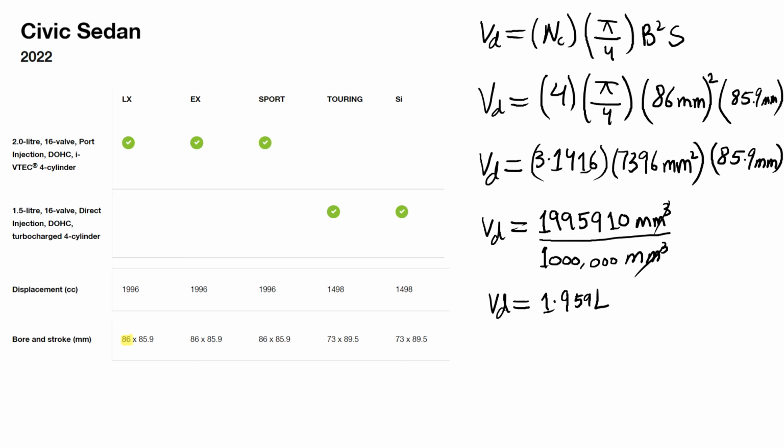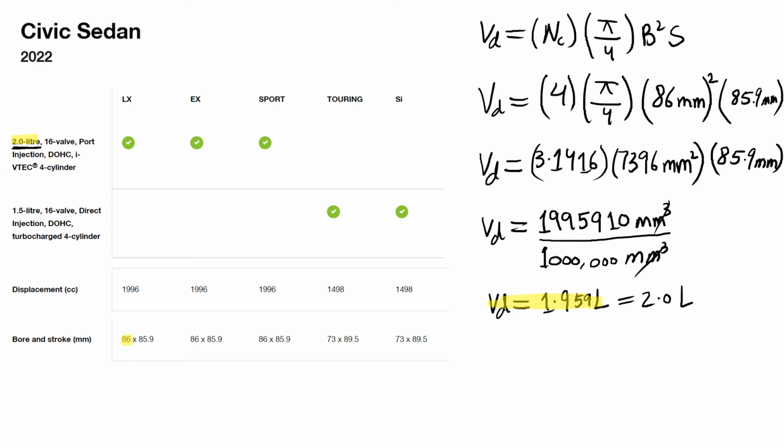which is very close to the value that they gave, 2 liters. They just rounded off, and I haven't rounded mine off, so that's why there is 2.0 liter and mine is 1.959 liter, which is super close, so I don't need to round that off, I guess. Actually, you know what, let me just round it off. So this is 2.0 liters, which is exactly the same as this. And there goes the displacement volume calculation.